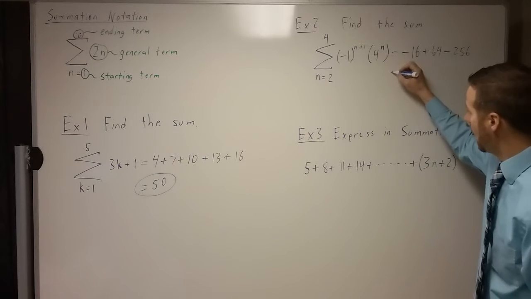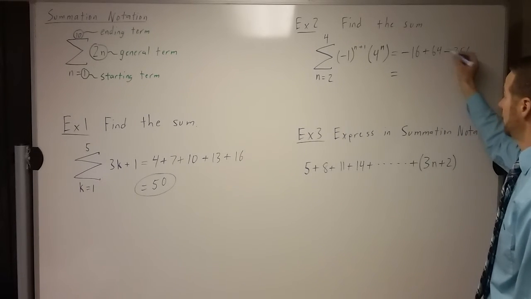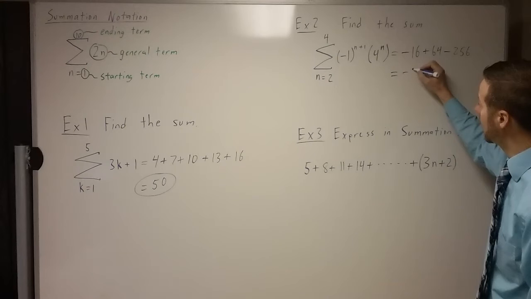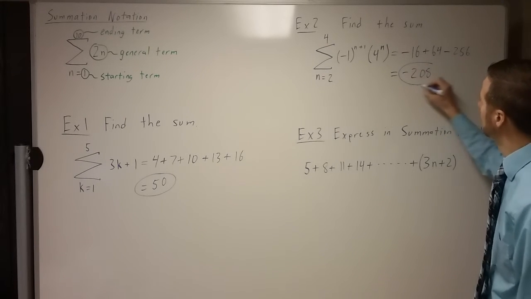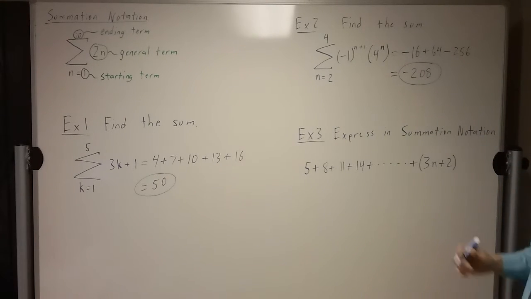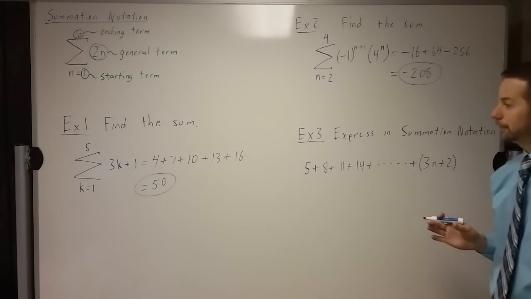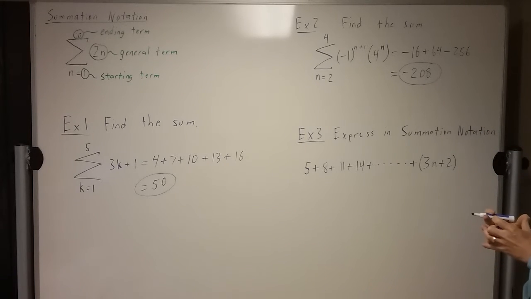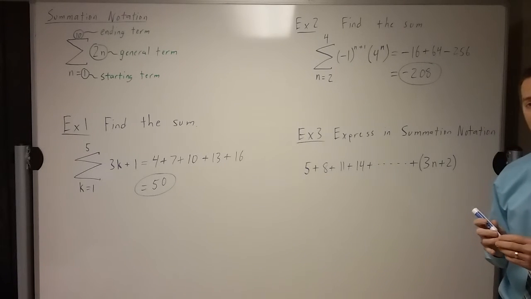And so if we add all this together, keeping in mind that those two are negative and that's positive, we get negative 208 is the sum of the first 3 terms, I guess the second, third, and fourth term, I should say, of that sequence. All right, so there's how we find the sum of a sequence. Let's see if we can go backwards now.